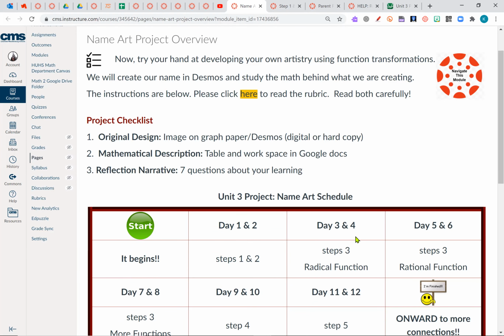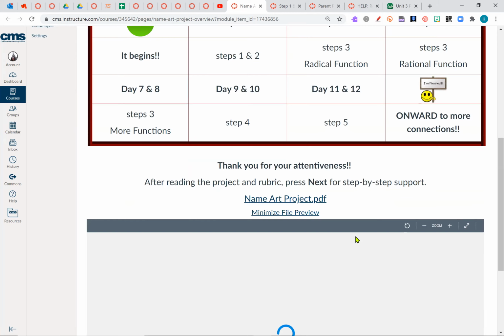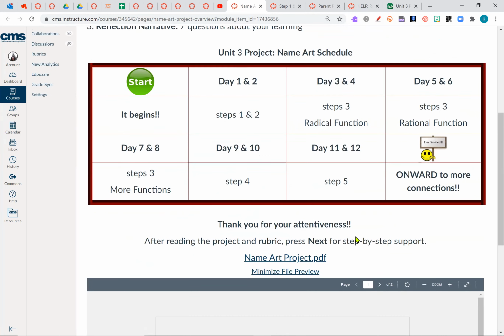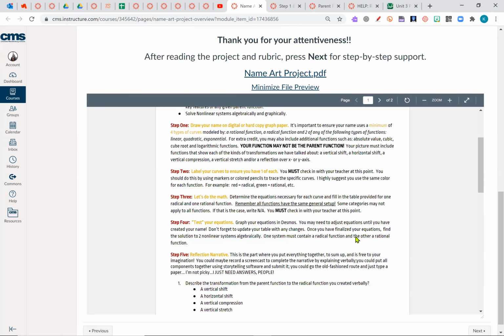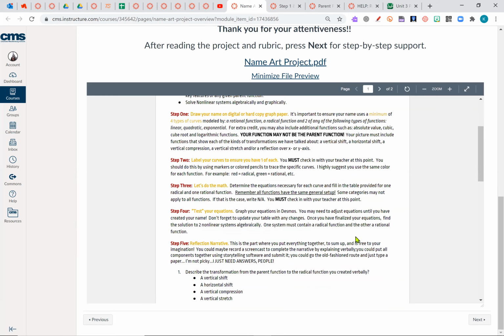So the instructions are below. Please click here to read the rubric. Read both the instructions and the rubric carefully so that you get all your points. At the end, you want to turn in your original design, your mathematical description, and your reflective narrative. So here's the suggested pacing that we're going to follow. And then here are the instructions down here below.